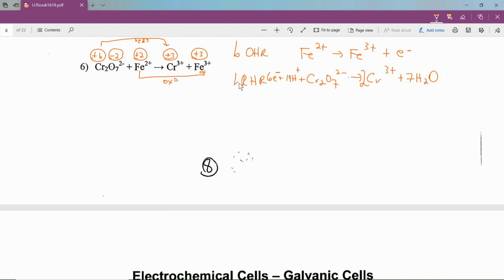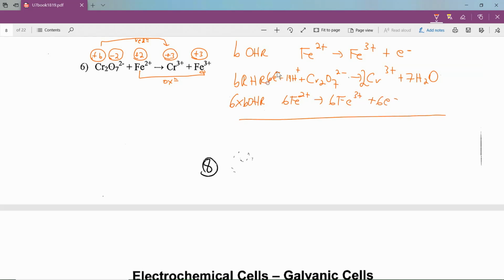So that's now balanced. And we can't add them together though, because I only have 1 electron on the right hand side in the oxidation, 6 electrons on the left hand side in the reduction. So I got to do 6 times the oxidation. So 6 Fe2+ goes to 6 Fe3+ plus 6 electrons.